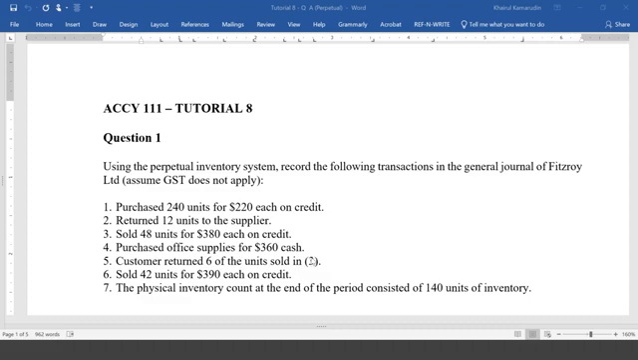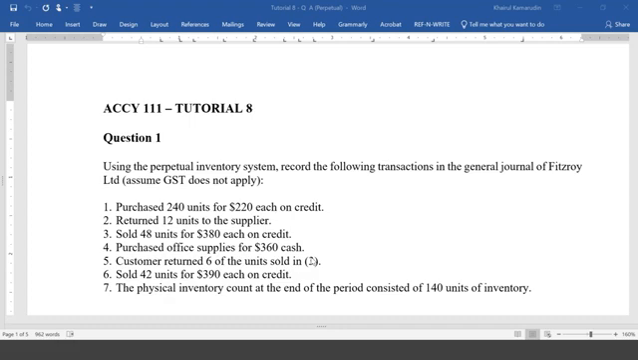Okay, let us look at this question. Using the perpetual inventory system, record the following transaction in the General Journal of Fitzroy Limited, assuming GST does not apply. Number one, purchase 240 units for $220 each on credit. Assume that this is your final exam question. Can you help me to record the first and the second?